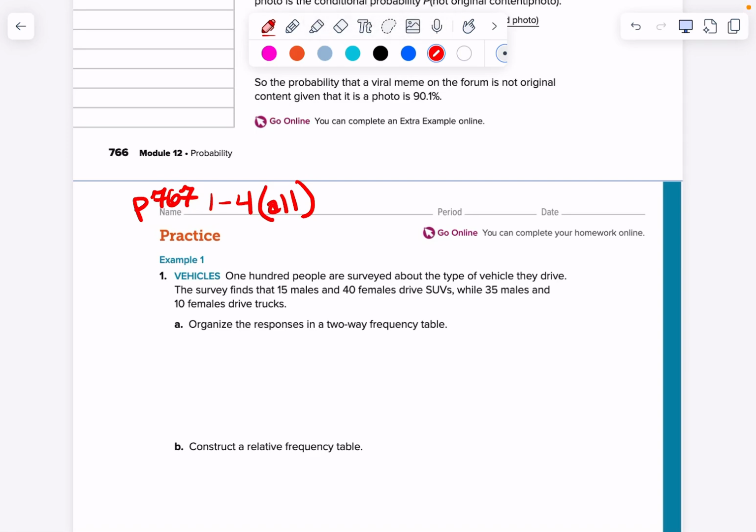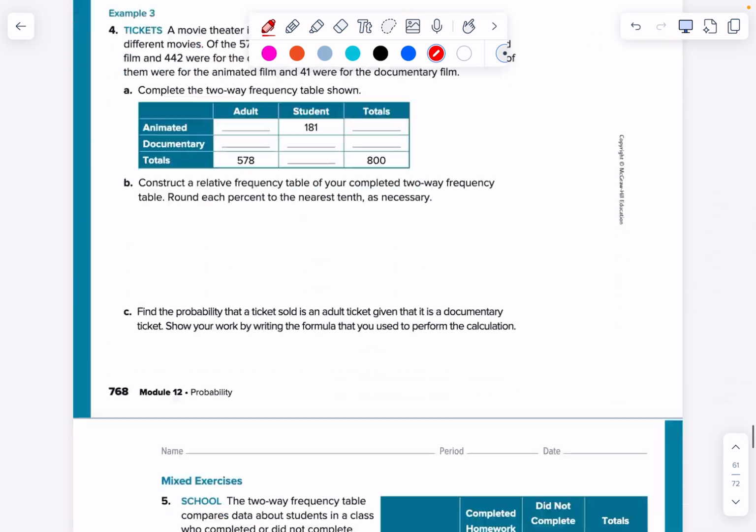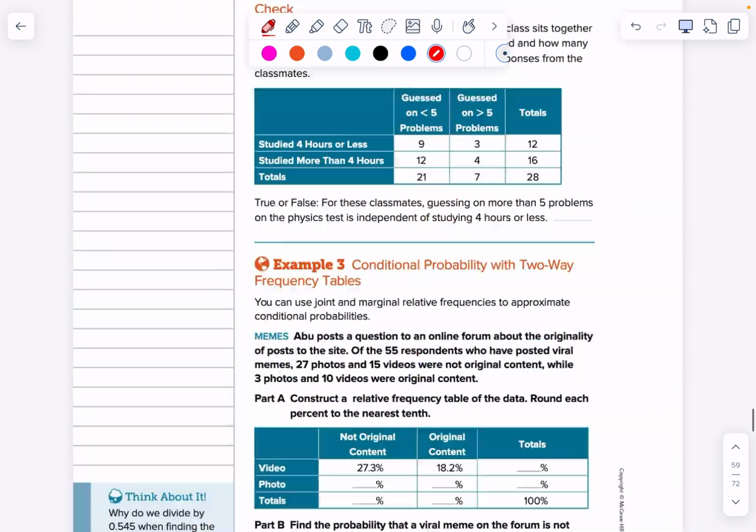All right, hello, Aubrey, and maybe that's it. Okay, 1 through 4, all. That is the first and second page. So just one sheet for homework, and there it is.